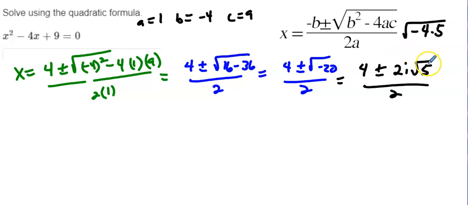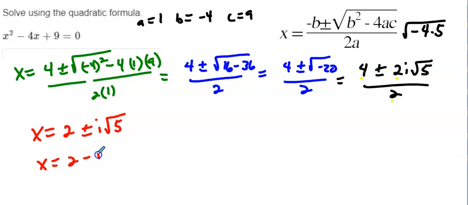So anything under the radical, it's safe, it's protected. We're no longer looking at it. But we have 2, 2, and 4. So we have a number that goes into all 3, which is 2. So 4 divided by 2 is 2, plus or minus 2 over 2 is 1. So that just becomes i square root of 5. So again, if you had to expand, 2 minus i square root of 5, comma, 2 plus i square root of 5.